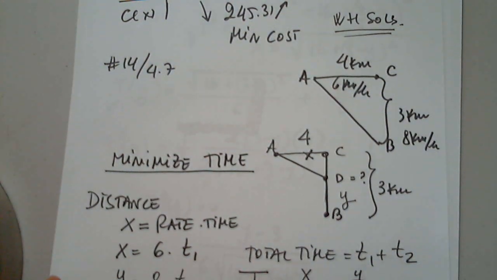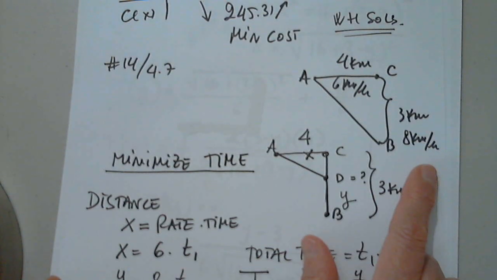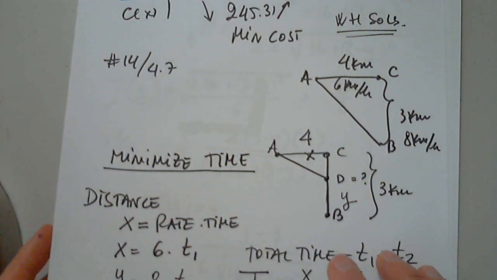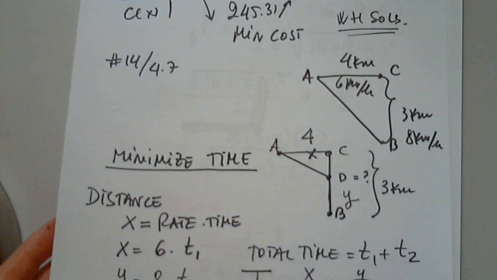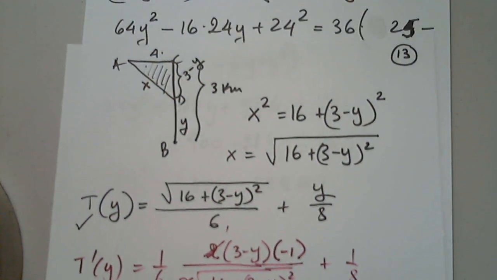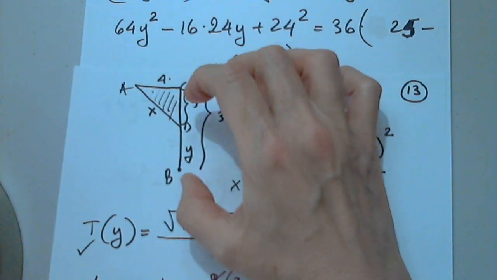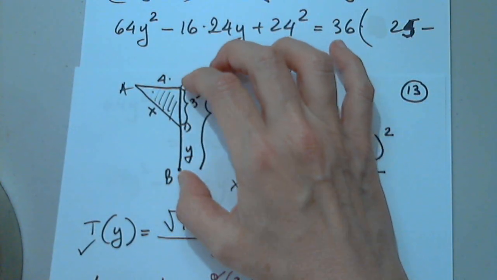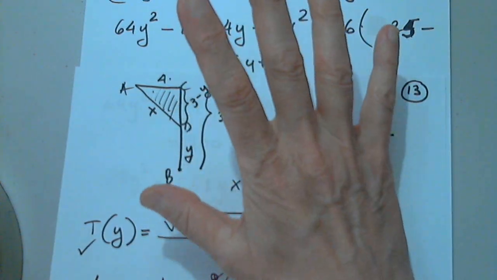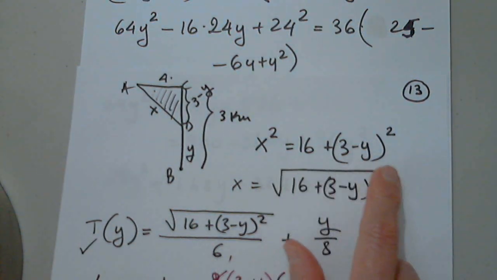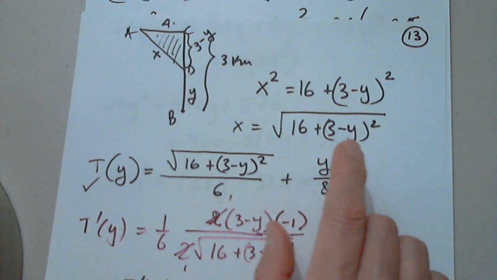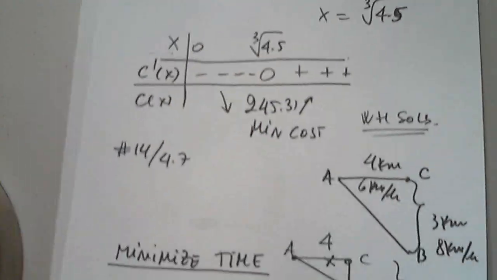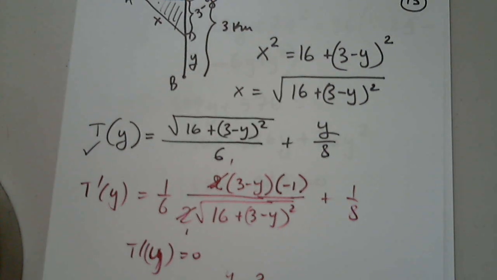So 6 times t1, and then it was 8 kilometers an hour, 8 times t2. So then we have x over 6, which is t1, and t2 is y over 8. Then this piece is 3 minus y. So x squared equals 16 plus 3 minus y squared. I didn't put plus or minus because this is distance. So I have it over 6, and I have it over 8, correct.